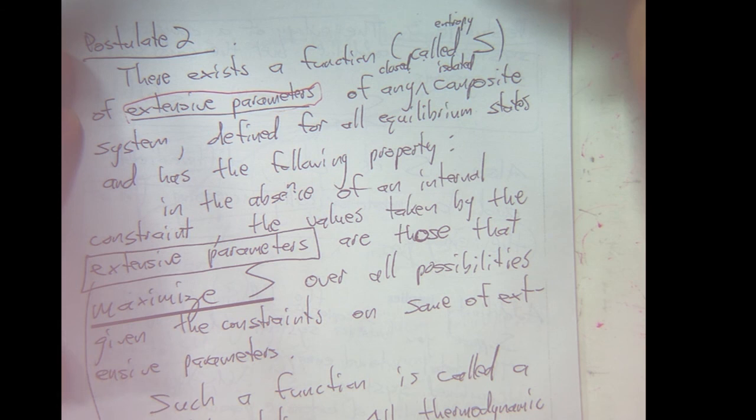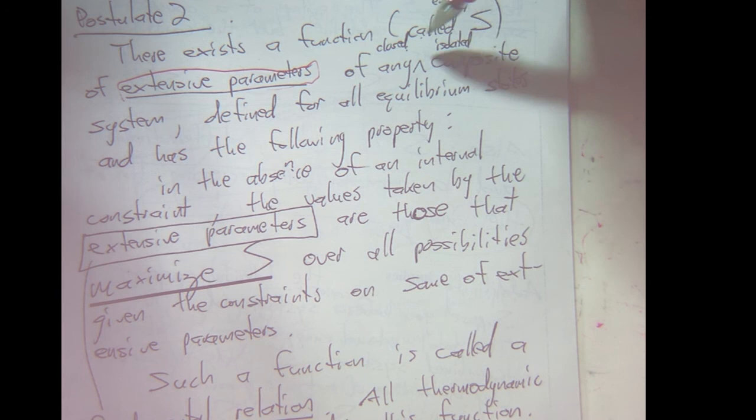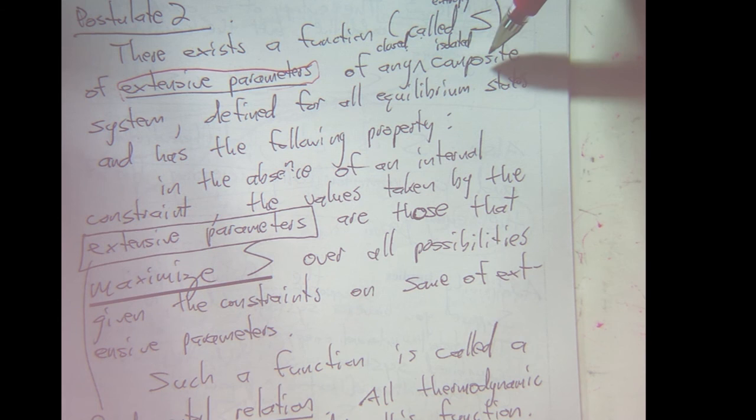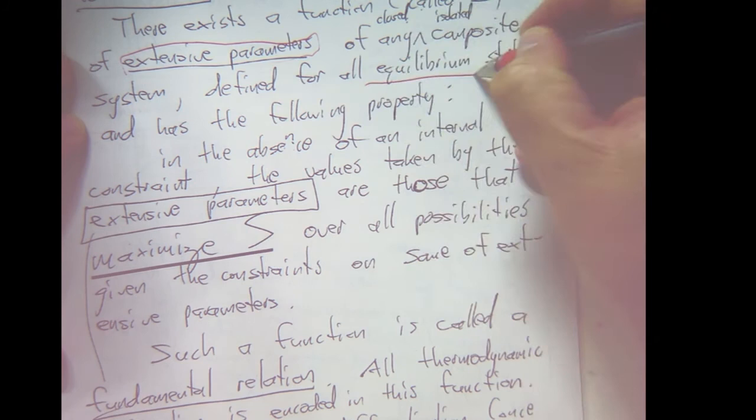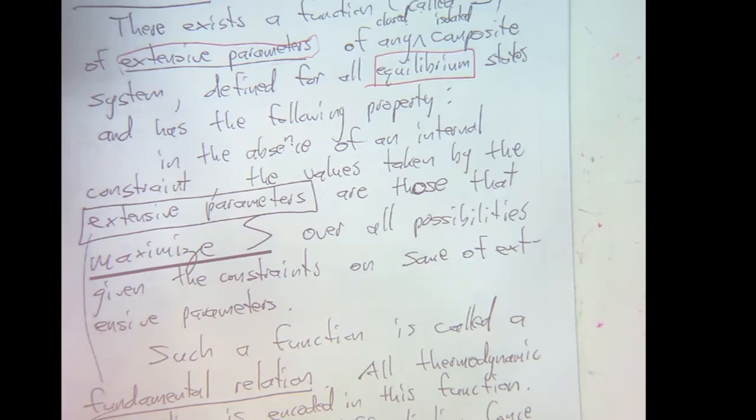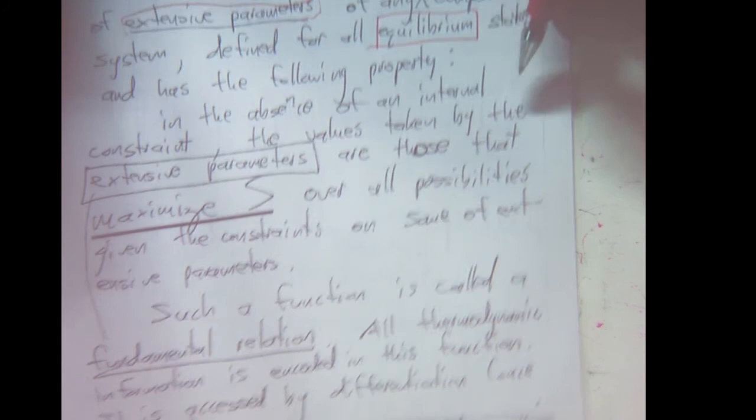The function of extensive parameters, extensive parameters in any closed and isolated system, or composite system, and is defined for all equilibrium states. Only for equilibrium states, because otherwise you cannot draw a state in the state diagram. It's not, because the variables are not defined. And this function has the following property.